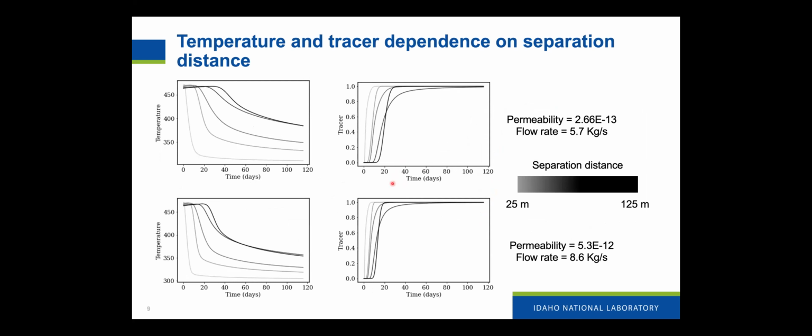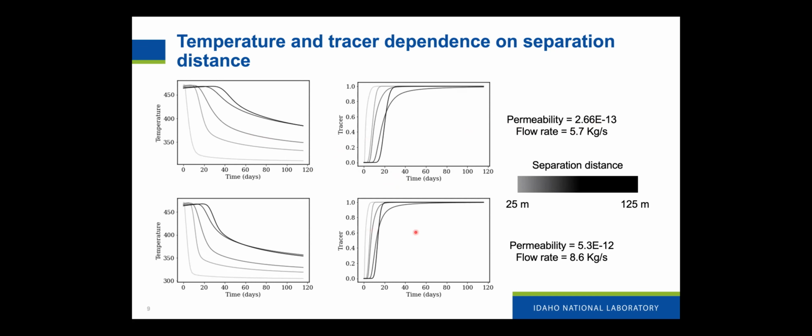And this slide shows how both the temperature evolution and the tracer evolution depend on parameters such as the permeability and flow rate as a function of the separation distance. On the top, there are two plots which are shown for a permeability value of 2e-13 and a flow rate of around 6 kilograms per second.